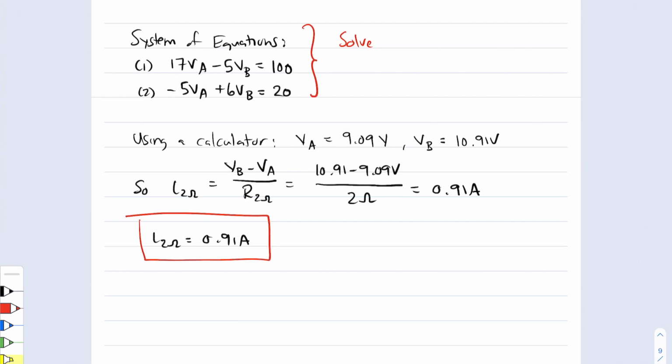In the next example, we will talk about how to deal with circuits that contain dependent sources.